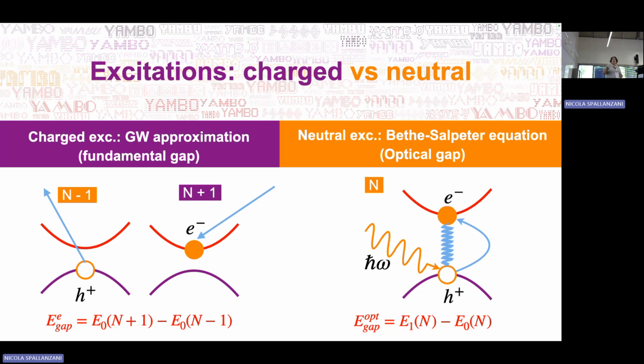In the case of neutral excitations, we'll have to go a bit further. Often we have to include this type of interactions that are called excitonic effects, and we'll have to use the Bethe-Salpeter equation that will be talked about in the next days. So these are two different frameworks that we'll cover within the school.